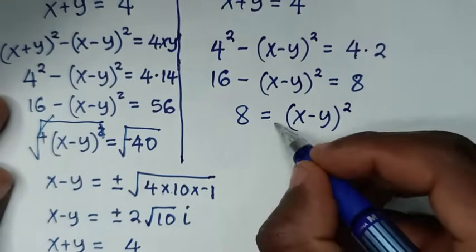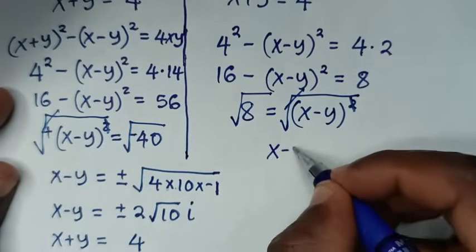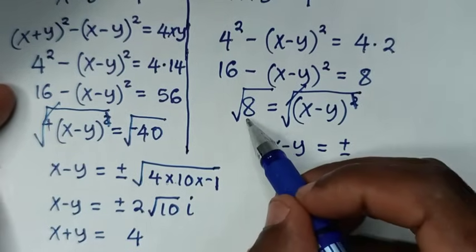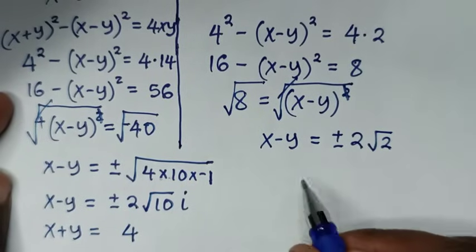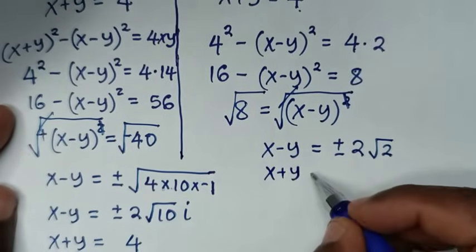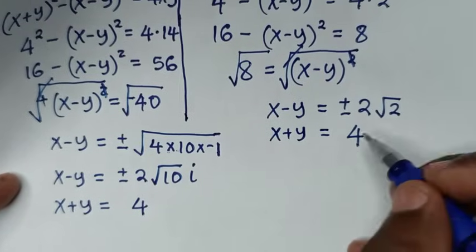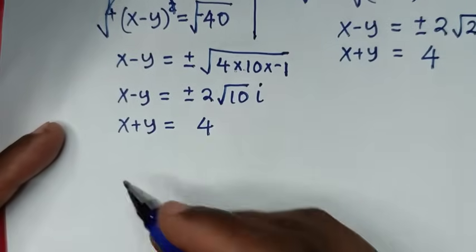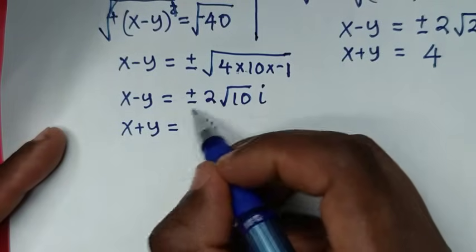Then in the next step we will apply square root on both sides, so the square root will cancel the square, then it will be x minus y is equal to plus or minus square root of 8, which is the same as square root of 4 times 2. Square root of 4 is 2, times square root of 2. Then from here x minus y we compare with this, x plus y is equal to 4. Now from here we get this simultaneous equation and this simultaneous equation. Now we can get x and y. From here we have two solutions.